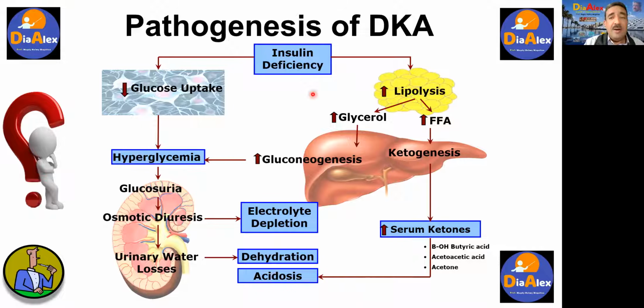So we started here by insulin deficiency, and we ended up with the triad of DKA: hyperglycemia, ketosis, and metabolic acidosis. Not to forget dehydration and electrolyte depletion, the two hallmarks of DKA. This is the pathogenesis of DKA. And we need to remember it very well to understand the lines of treatment of diabetic ketoacidosis right now.